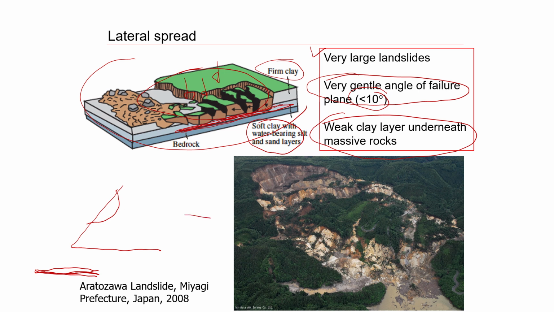So this is just a good example that I investigated in my career many, many years ago. This happened in Japan. It's called the Aratazawa Landslide. It's one of the largest landslides that probably happened in the world. You will see that this distance is about 1,000 meters. So that's how big this rock slide was.